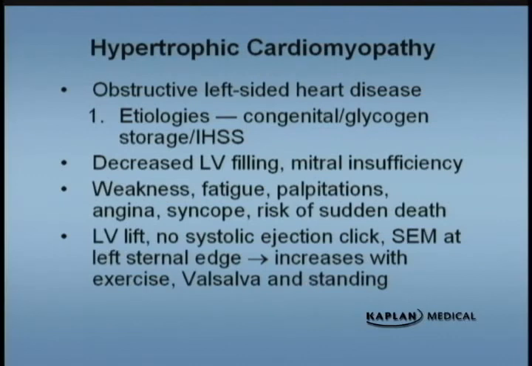We're now going to discuss hypertrophic cardiomyopathy. I kind of mentioned it in the first chapter when we talked about infants of diabetic mothers having a hypertrophic cardiomyopathy. But there are other causes. Any obstructive left-sided lesion can cause a hypertrophic cardiomyopathy. So it can be congenital. Don't forget the glycogen storage diseases, and certainly idiopathic hypertrophic subaortic stenosis is a cause of a hypertrophic cardiomyopathy.